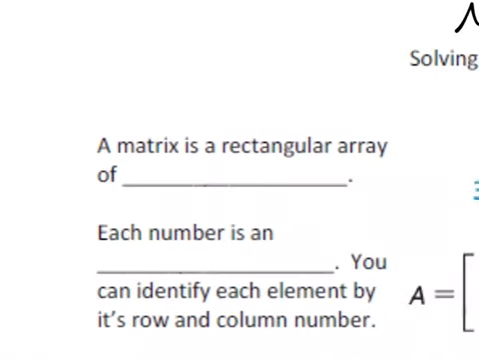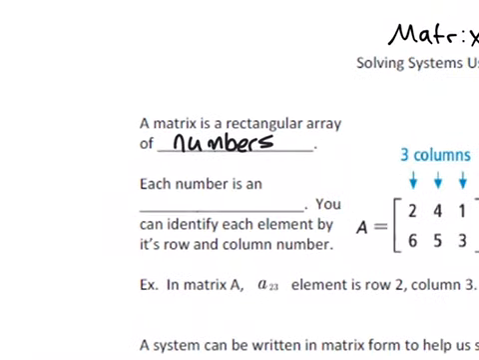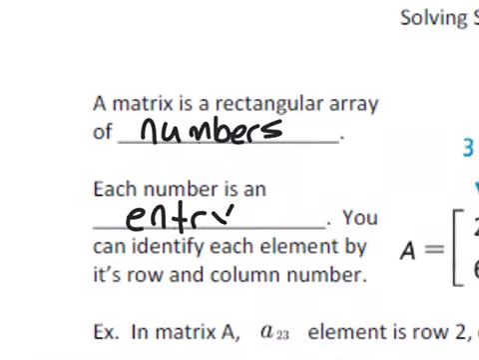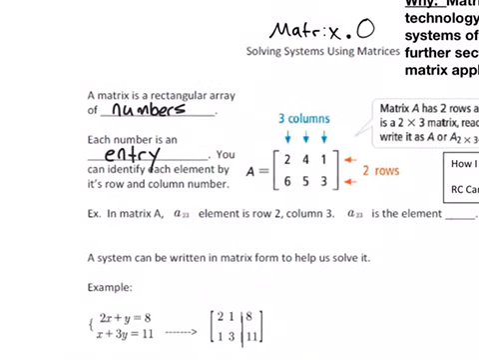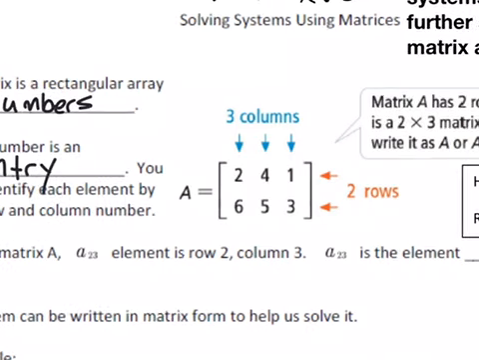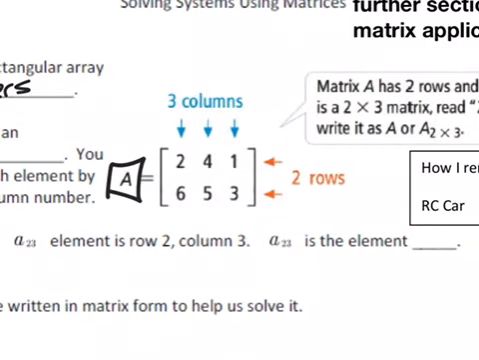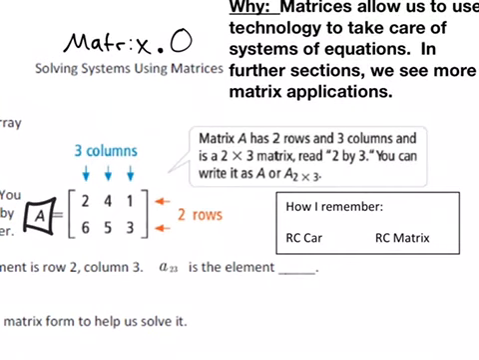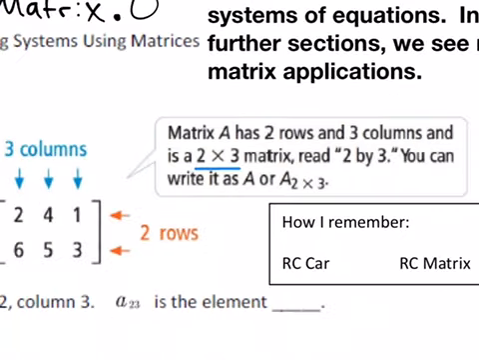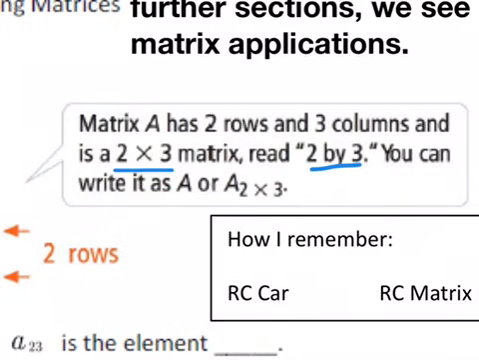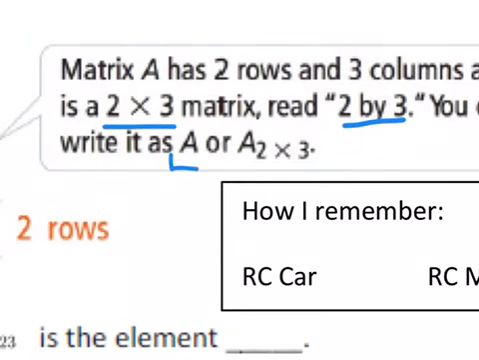And what a matrix is, it's a rectangular array of numbers. Each number is an entry. Here's a picture. You can see this matrix, and they're designated by rows and columns. You can see that this matrix has 3 columns and 2 rows, and it's titled Matrix A. This speech bubble says Matrix A has 2 rows and 3 columns. It will be designated by a 2 by 3 matrix, pronounced 2 by 3. You'll see it labeled either as its name or as its name with its dimensions.